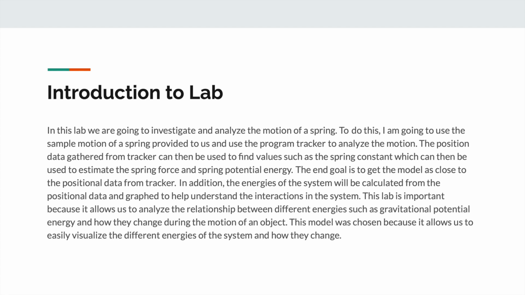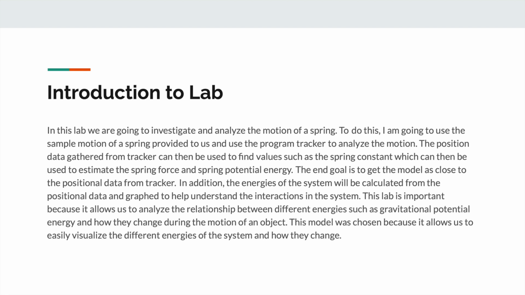Introduction to Lab. In this lab, we are going to investigate and analyze the motion of a spring. To do this, I'm going to use the sample motion of a spring provided to us and use the program Tracker to analyze the motion. The position data gathered from Tracker can then be used to find values such as the spring constant, which can then be used to estimate the spring force and spring potential energy. The end goal is to get the model as close to the positional data from Tracker.